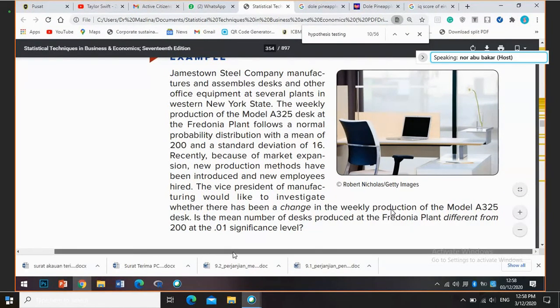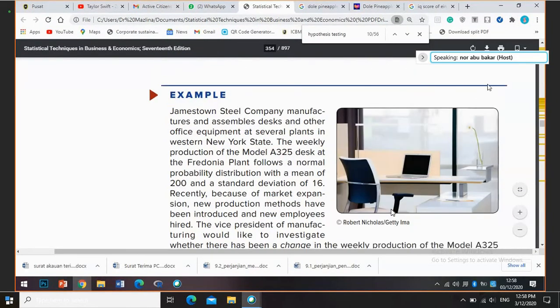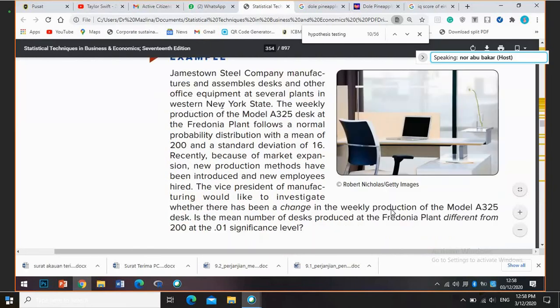Okay. Alright, so ini adalah contoh company which manufactures and assemble desks. Okay, in New York State. Okay, jadi dia ada satu model dipanggil sebagai model Ashraf 325. Okay, at a Fredonia plant. Okay, it says there mean of 200, standard deviation of 16.